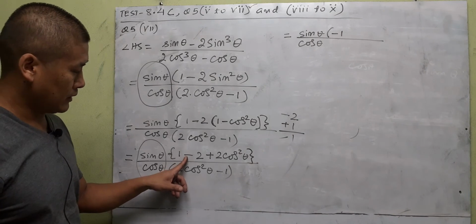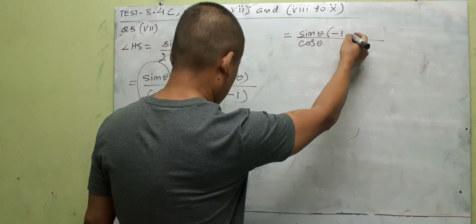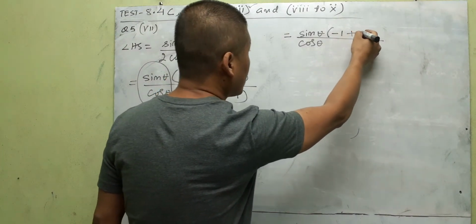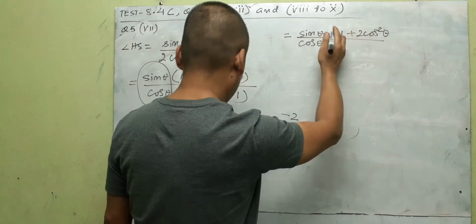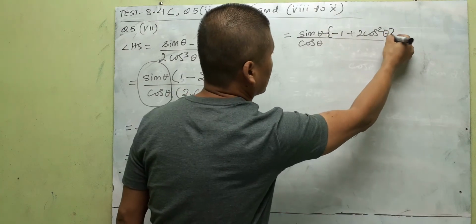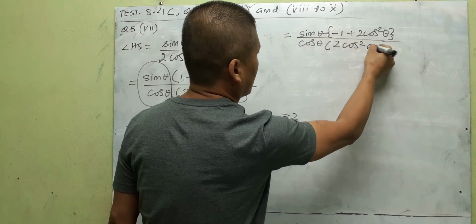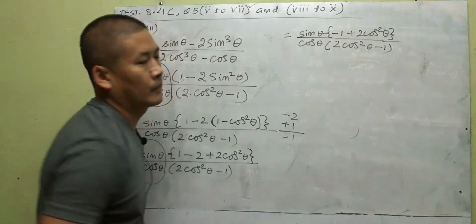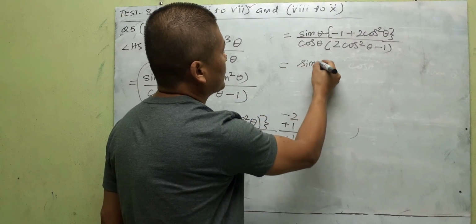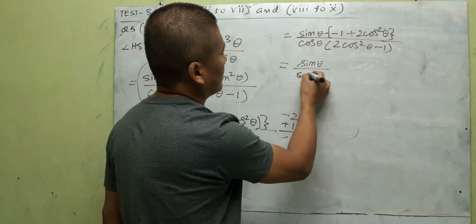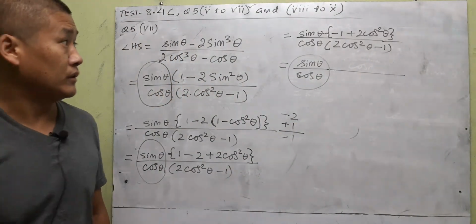Then minus 1, then plus 2 cos square theta is left. So this is still the second bracket. Then down here is 2 cos square theta minus 1. Now what do we do? If you observe carefully here, you will see the same thing. This portion we have decided not to touch because this is the one we need on the right hand side. Sin theta by cos theta is tan theta, exactly what we need on the right side.